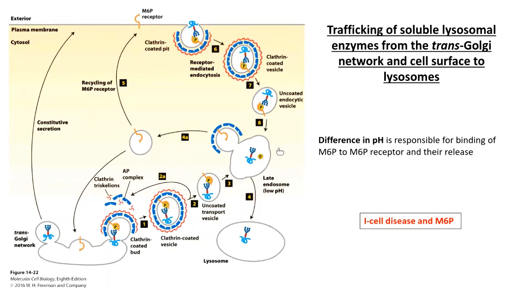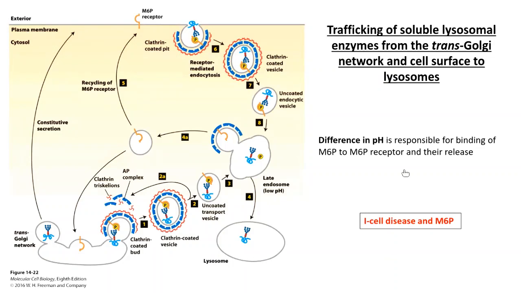Late endosome delivery, low pH, release of receptor and the phosphate, and then eventually getting fused with the lysosome to be degraded. That is the whole process of trafficking of soluble lysosomal enzymes from trans-Golgi network as well as from the cell surface to lysosome through receptor mediated endocytosis.